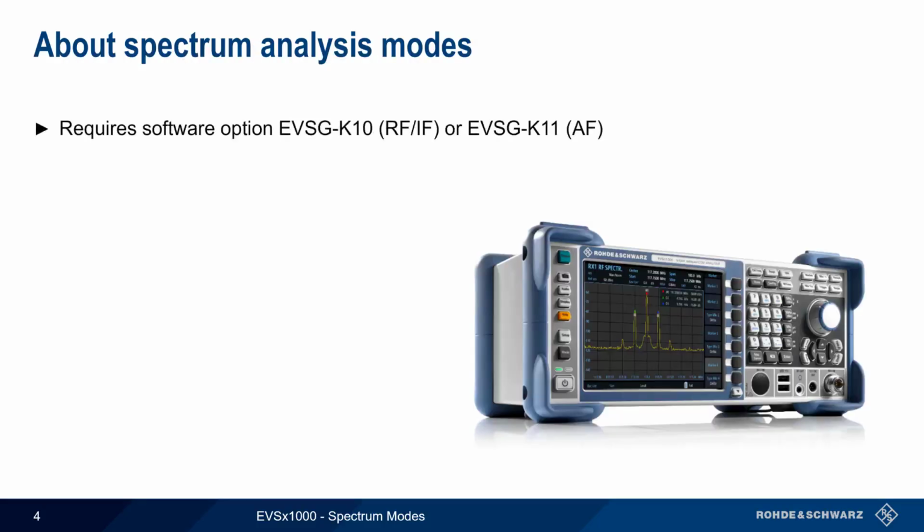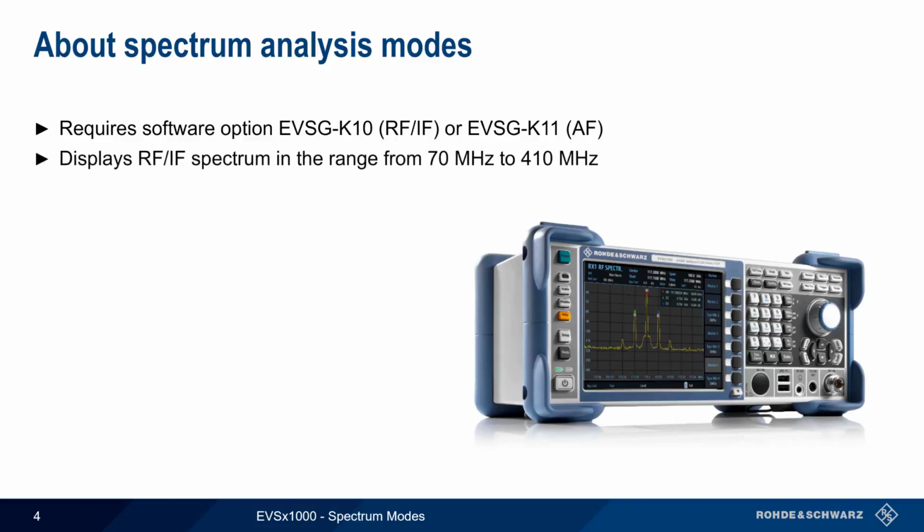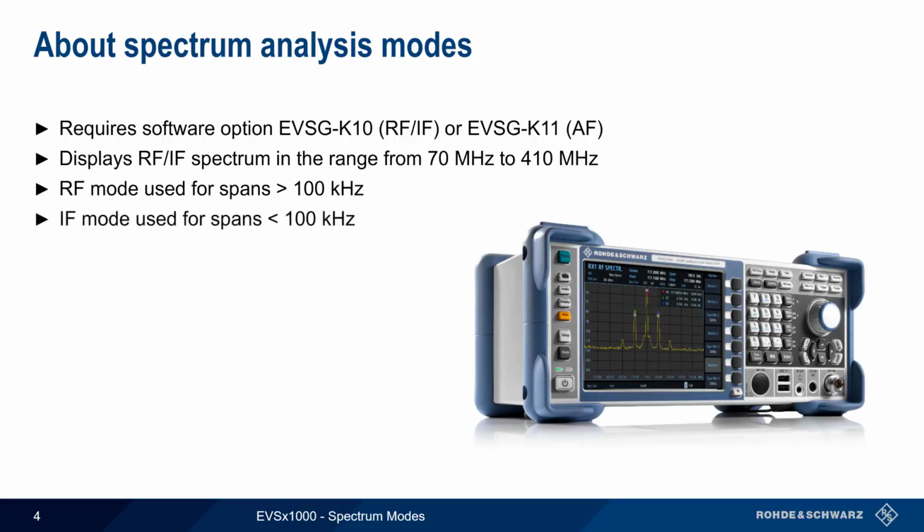Software option K10 enables RF-IF spectrum analysis, and option K11 enables audio frequency analysis. RF or IF analysis can be used to display the input signal spectrum for frequencies between 70 MHz and 410 MHz. The main difference between RF and IF modes is that RF mode is used for frequency spans greater than 100 kHz, and IF mode is used for spans of less than 100 kHz.